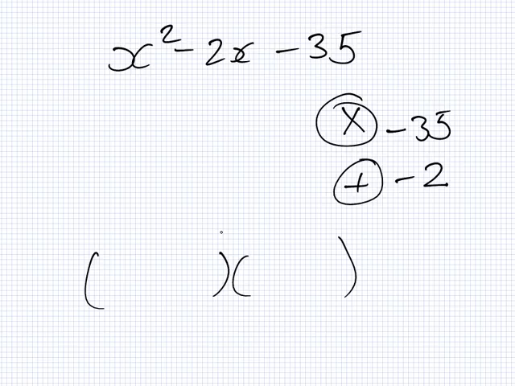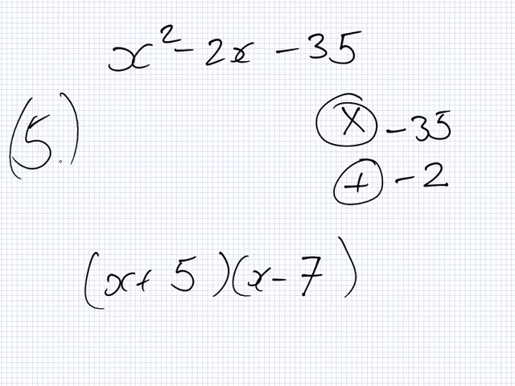What should be my combination of signs? Should I use a plus plus, a minus minus, or a plus minus? It has to be a plus and a minus. That's the only way they can multiply to make minus 35 at the back. The bigger one is the negative. The bigger one must be the 7. It has to be 5 and 7, because 5 times 7 makes 35, and plus times minus makes minus. But if I want a minus 2 in the middle, it has to be 5 plus minus 7 to make the minus 2.